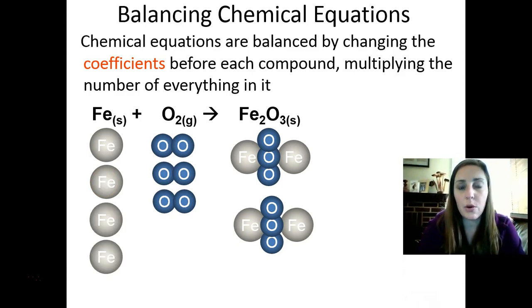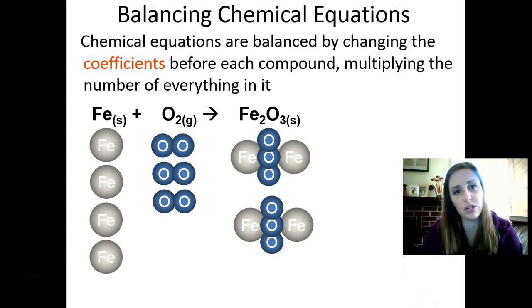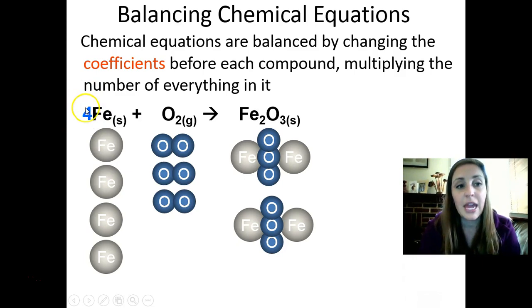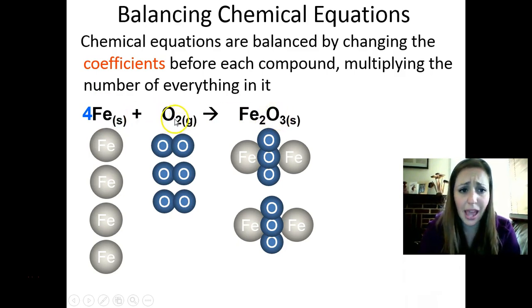So now I do my coefficients. The coefficient tells you how many of each thing that's mentioned in your skeleton equation. So my skeleton equation here, it has iron in it. How many irons do I need to balance? Well, 1, 2, 3, 4. So 4 is the number I put in front of iron. Now this says I have 4 of my iron. It doesn't relate to anything else in the equation. How many O2s do I have? Well, I have 1, 2, 3. So I have 3 O2s.